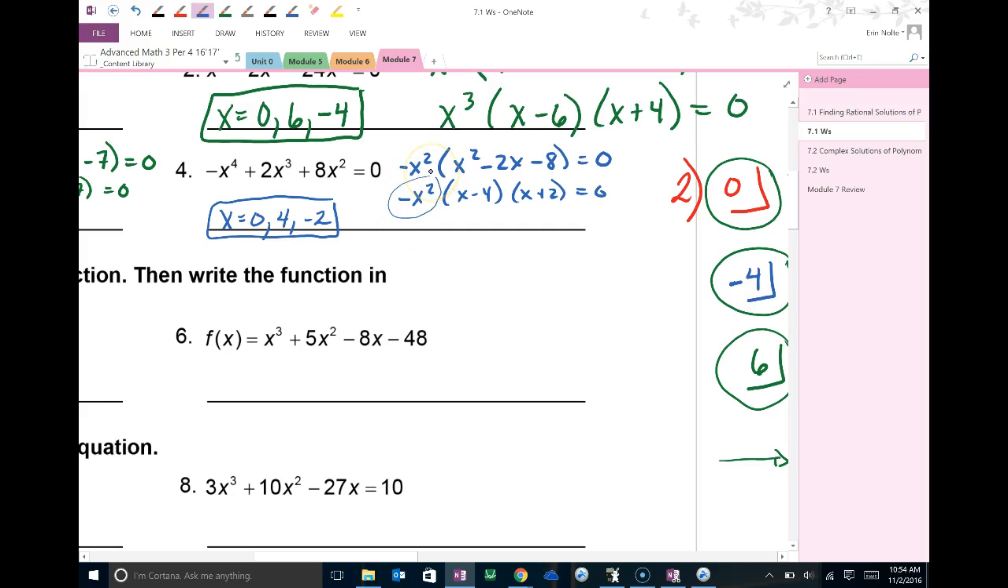What happens at 0? If it has an even exponent, is it going to cross or bounce? It's going to bounce, okay? So if you graph this equation, it's going to bounce at 0, and it's going to cross through at 4 and negative 2.